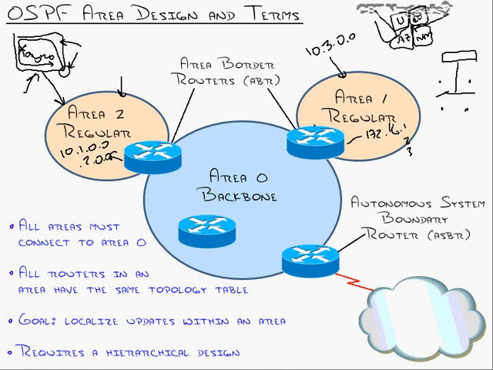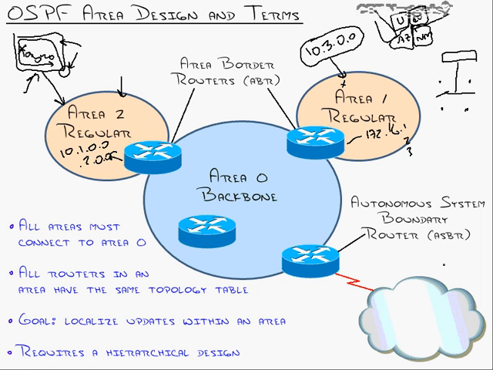The purpose is to localize changes, and I'll give you a hint on how we're going to do that through summarization. If you put networks within an area that can't be summarized, for example, if we throw 10.3 over there, we can't summarize that. It's a discontiguous network. So if that goes down or an update happens, then everybody will know about it because summarization can't be applied. We'll expand more on that later.